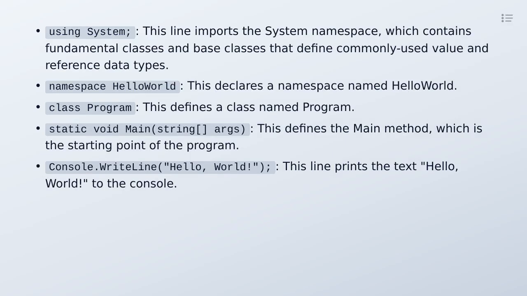First, using System. This line imports the System namespace, which contains fundamental classes and base classes that define commonly used value and reference data types. Next, namespace HelloWorld. This declares a namespace named HelloWorld. Also, this defines a class named Program. Take a moment to read the rest on screen.